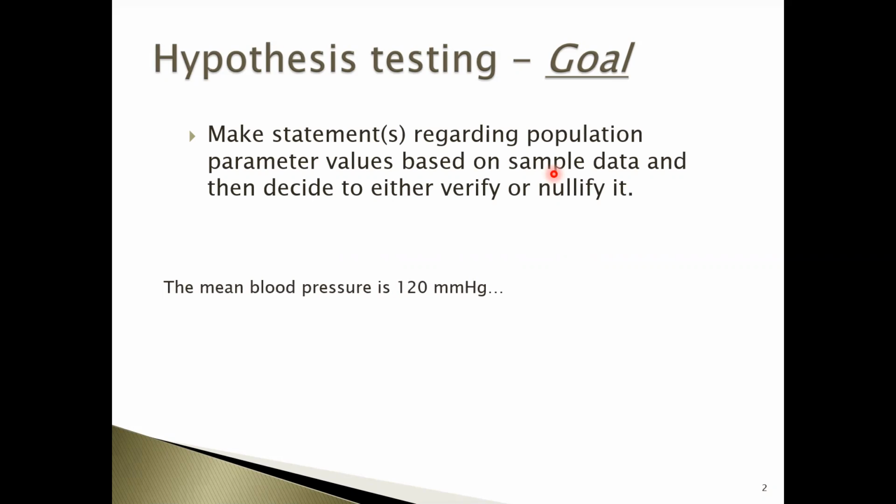For example, if there is a statement that mean blood pressure is equal to 120 millimeter of any patient or any group of the sample. This statement is about the population parameter, that is mu. Mu is equal to 120 millimeter Hg. So what we will do, we will collect the sample data, and based on the sample data, we will check whether the sample also has the mean value equal to 120 or not.